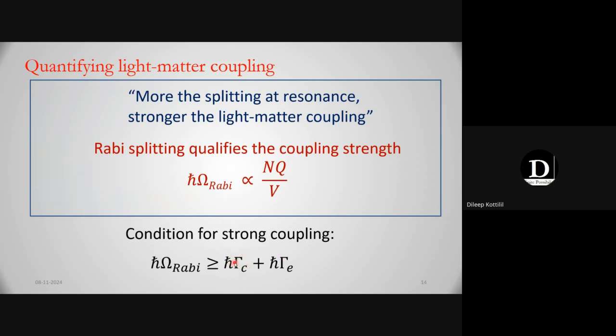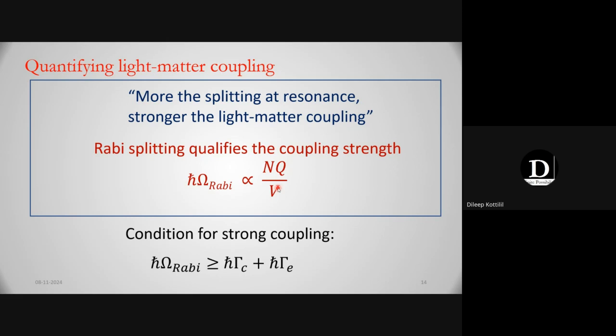And then photons from the longitudinal mode will again start to lose or leak through the cavity after some time. So that has a decay rate. So the Rabi splitting should be greater than the sum of these two. Otherwise, there is no strong coupling. Now we know how to increase the strong coupling. You can either increase N, or increase Q, or reduce V.